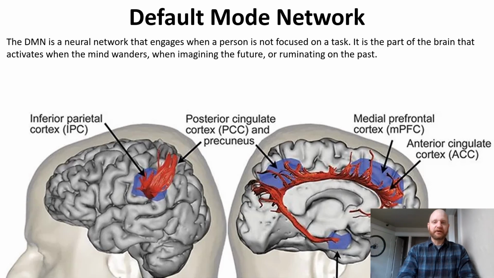The default mode network is a distributed network in our brains that engages when we are not focused on an external task. It is the part of the brain that activates when our minds wander, when we imagine the future, or we ruminate on the past.